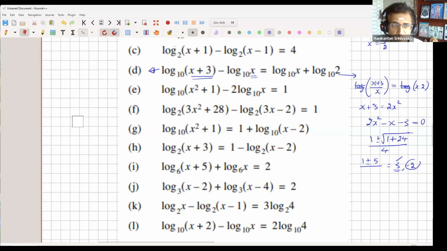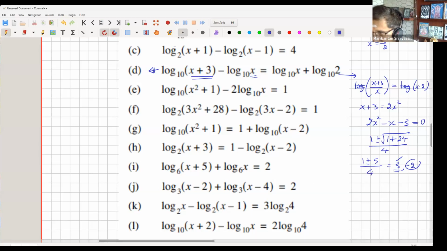Minus b plus or minus root of b square whole upon 2a, right? So 2a is 4. So it's 3/2 and minus 1 indeed. But minus 1 is not allowed. Therefore, it's 3/2 indeed. While writing the roots, I made a mistake here, right? Divide by 4, not divide by 2.